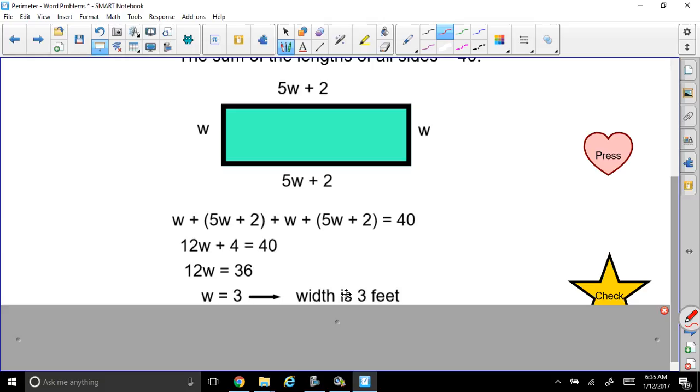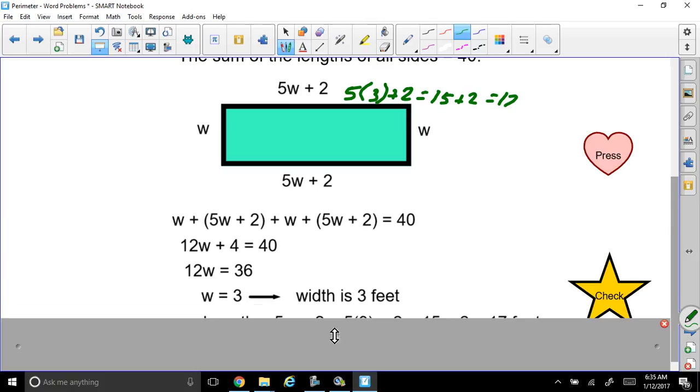And now that we know what the width is, we remember we can find the length, because it said that the length was equal to 5 times the width, so we say that's 3 plus 2 more feet. So that would give us 15, because 5 times 3 is 15, plus 2 more feet would give us a total of 17 feet for the length. So that would mean the length is equal to 17 feet.